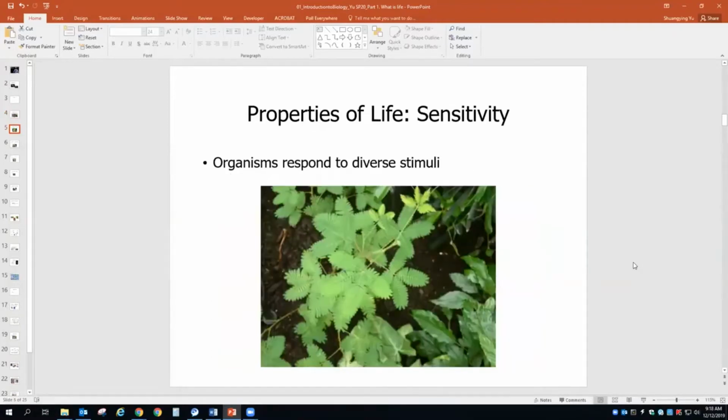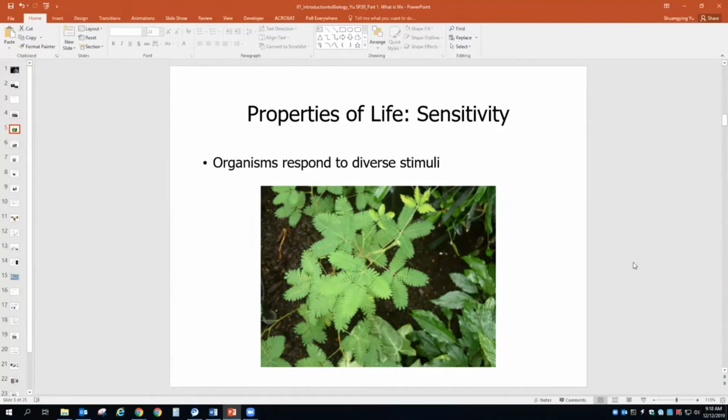The second characteristic is sensitivity. So I have a picture of plants here, and we all know that plants love sunlight, right? So plants can bend toward a source of light so that they can obtain sunlight to perform photosynthesis. Some of the plants we know that can respond to touch too.